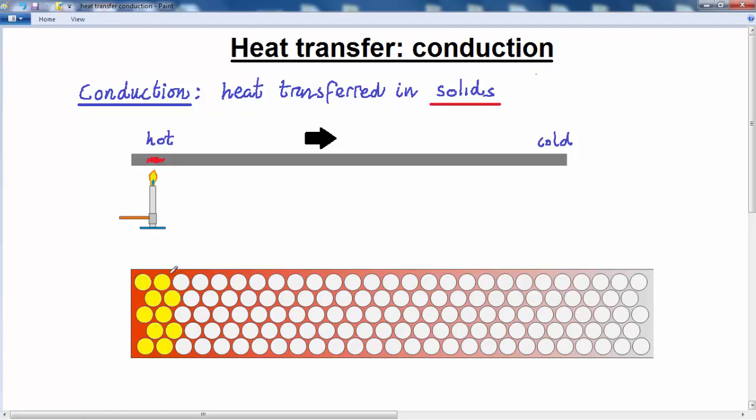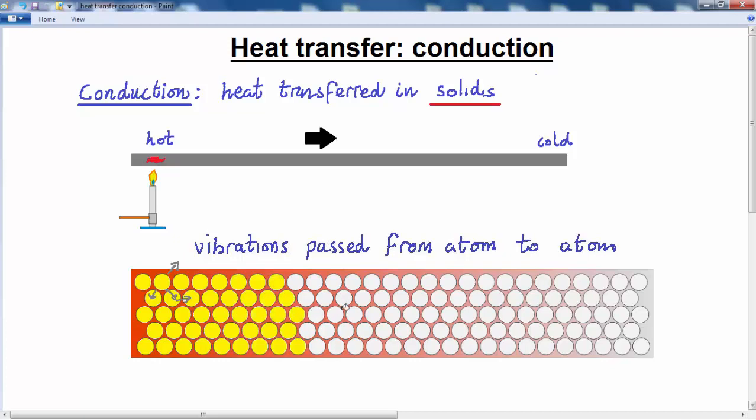As they vibrate around more, vibrating in all directions, they're going to start colliding with the atoms in their vicinity and causing these atoms to vibrate, and then causing the ones around them to vibrate, and these start vibrating around more, and so on and so on, and gradually these vibrations are transferred along the metal conducting bar as the vibrating atoms hit each other.